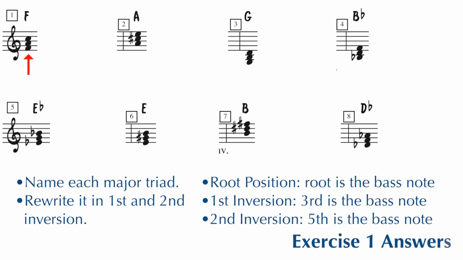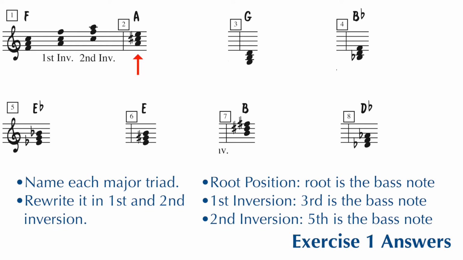Number 1 is an F major chord. To change it to first inversion, raise the F an octave higher, so now you're looking at, from the bottom to top, A, C, and F. To change it to second inversion, you can now take that A from the first inversion, raise it an octave, and now you have C, F, and A.